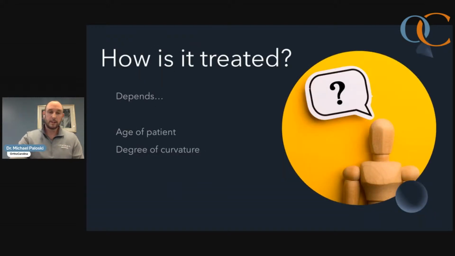So how is idiopathic scoliosis treated? Well, it depends. It depends upon the age of the patient, like I talked about earlier, whether it's early onset scoliosis or if the patient is more skeletally mature, is closer to being done growing. It's also treated based off of the degree of curvature, or how big is the curve.